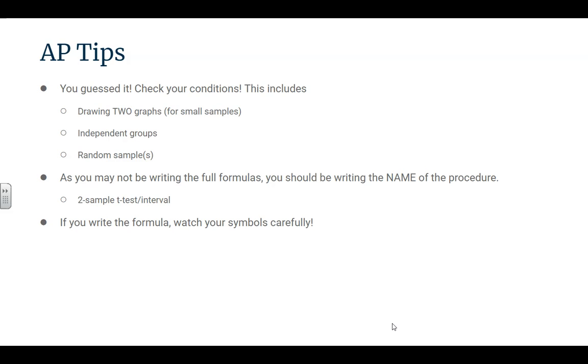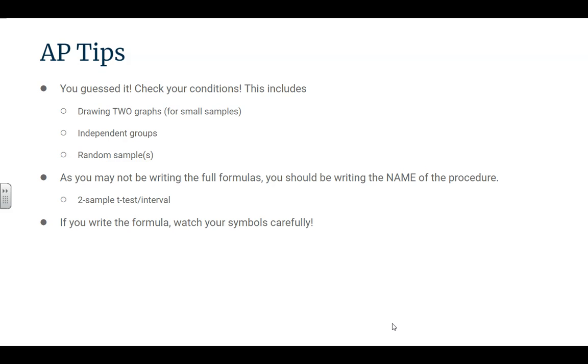As you guessed it, for the AP, you need to check your conditions. We need to draw those 2 graphs for the small sample sizes, specifically those little histograms. Independent groups are important, random sample. You may not be writing the full formulas for this, but you have to write the name of the procedure, as always. It's really important that you're writing that name of the procedure.